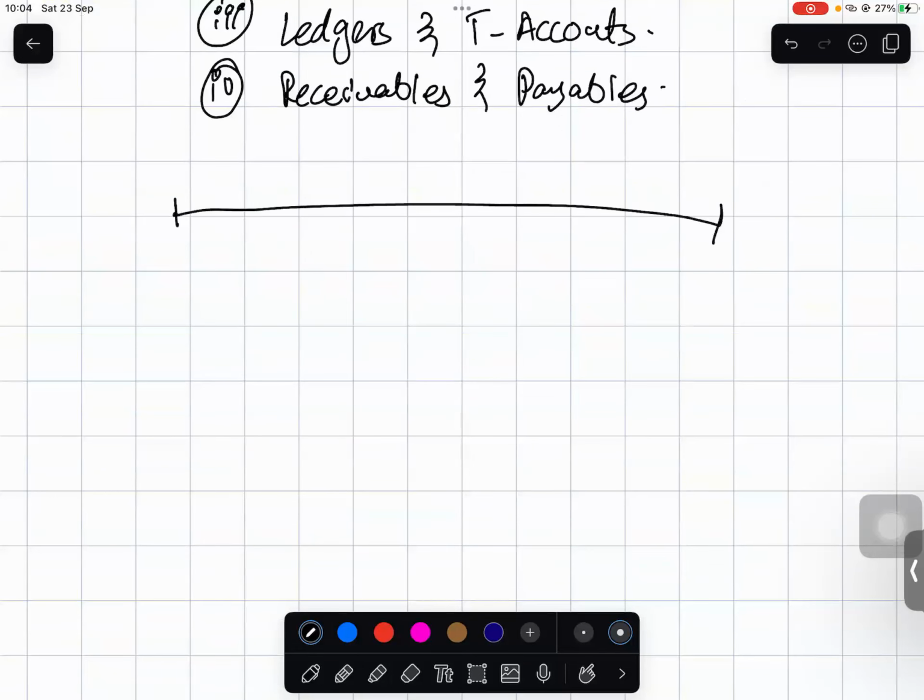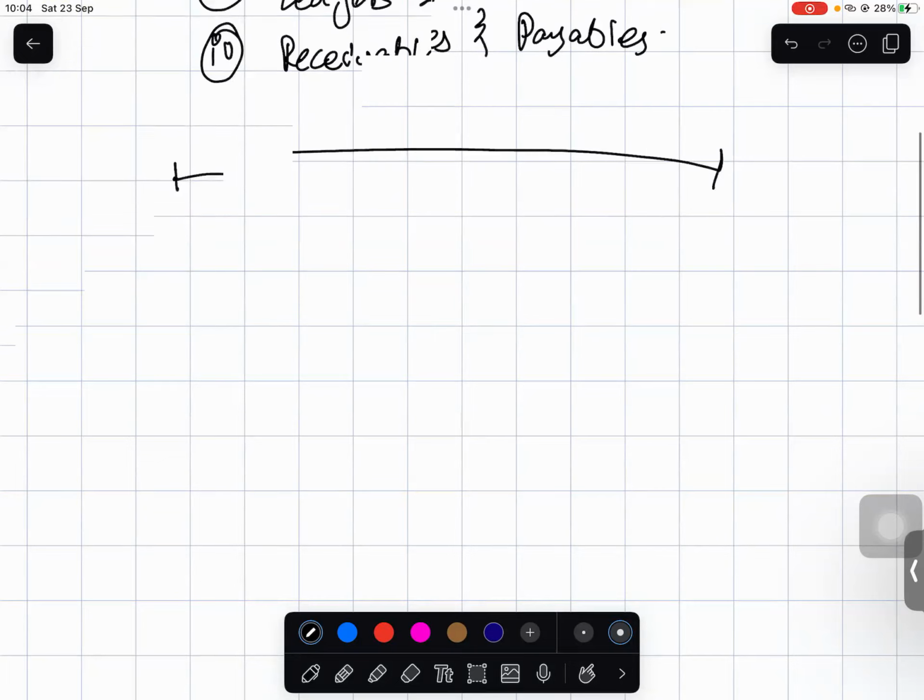All right. So exam pattern. Emily, do you have any idea about the exam pattern for AS level accounting? No. Okay, good. So we'll start with that.